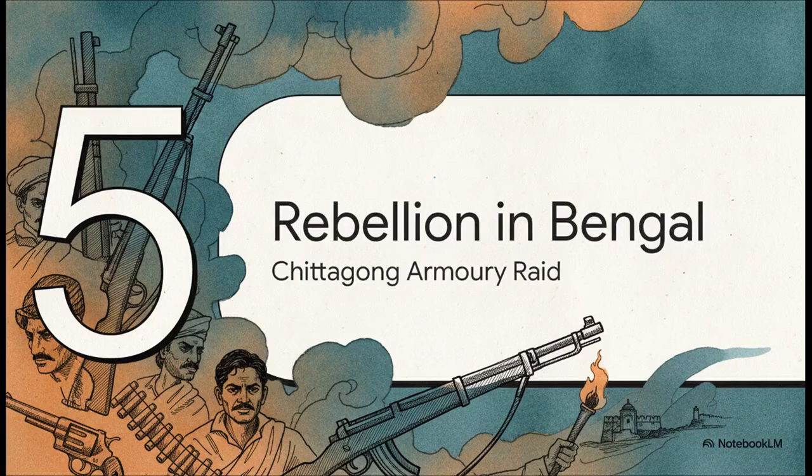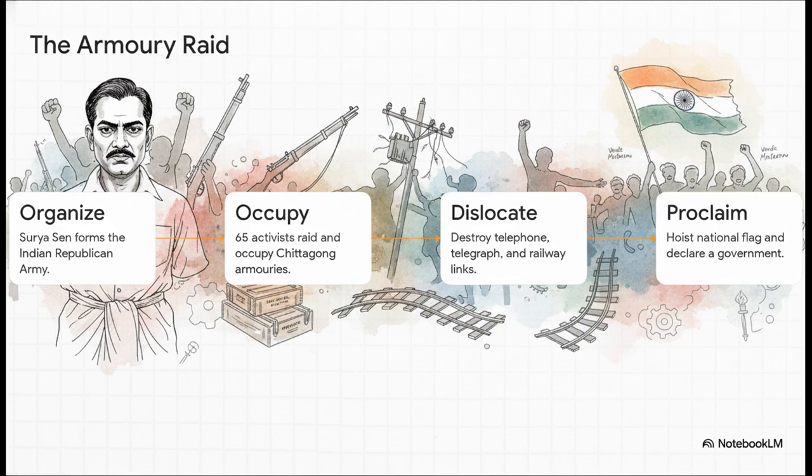Finally, we arrive at Section 5, Rebellion in Bengal, highlighting the Chittagong Armoury raid. While the North was boiling over, a second, equally fierce strand of revolutionary activity was confronting the British Empire in the East. In April 1930, leader Surya Sen organized a group called the Indian Republican Army Chittagong Branch. His objective was clear: prove that the armed might of the British Empire could actually be challenged.